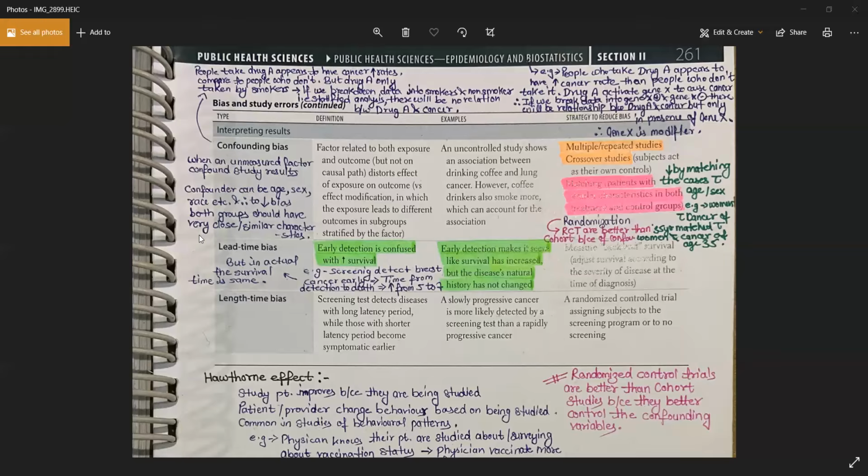If you want, I can make a separate slide on both of these things for tomorrow's class, for a better and clearer understanding, if you want. Okay. Okay, sir. Any doubts so far on this lead time, length time, other than this one?